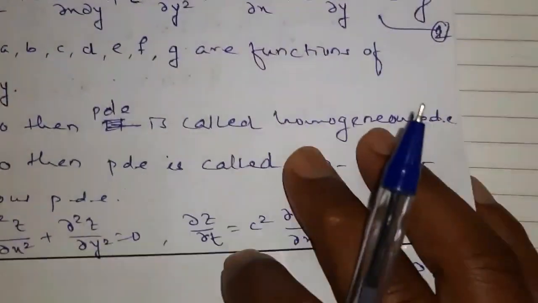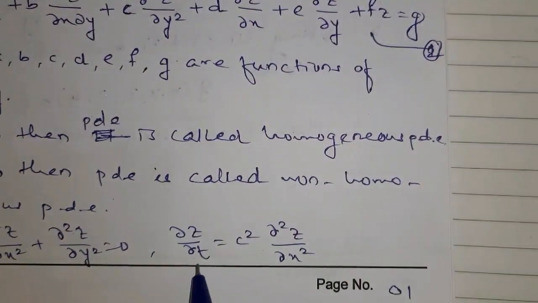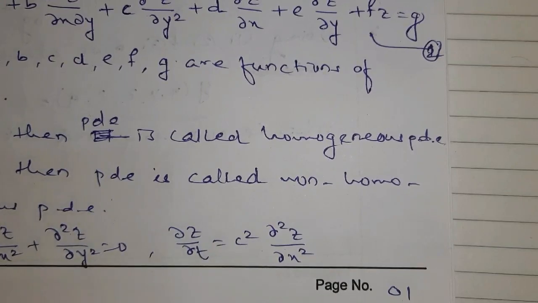Now tell me about this: dou z by dou t is equal to c square dou 2z by dou x square. Whether it is homogeneous or non-homogeneous? Yes, you just think and reply to me with the answer in the comments.